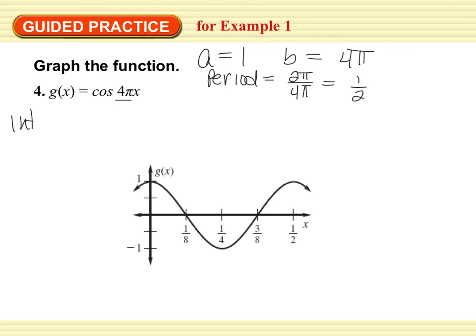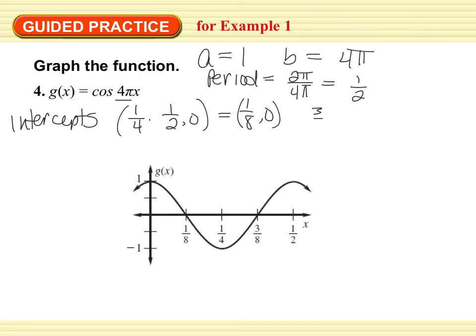I have 2 intercepts with cosine. The first one is 1/4 of the way. That gives me 1/8, 0. And the other one is 3/4 of the way. And that's going to give me 3/8. So intercept, intercept. If I plot those, I'm at 1/8 and 3/8.